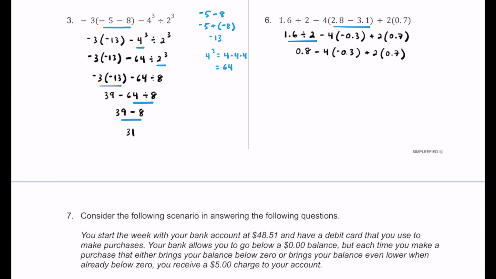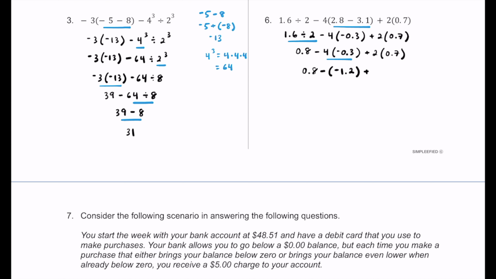Okay, so next we have two multiplication problems. Let's do the one that is to the left here first. So let's copy down this 0.8. And then if we know 4 times 3 is equal to 12, then 4 times this 0.3 is just going to be 1.2. So we're going to subtract a negative 1.2 just because we have a positive 4 multiplied by a negative 0.3.